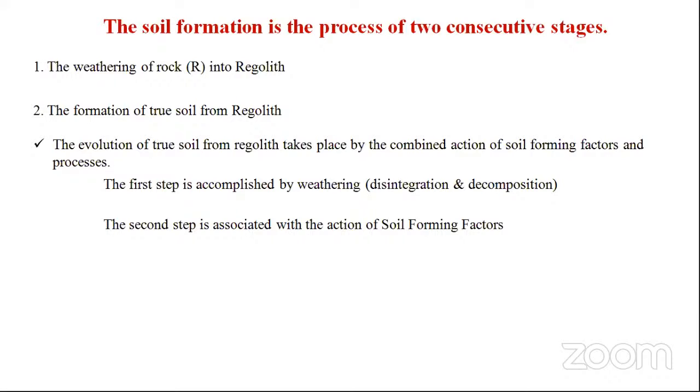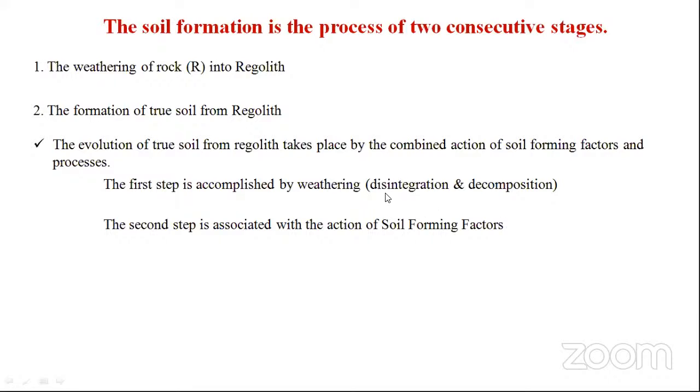Okay, students. So first there is disintegration and decomposition. Disintegration means all the compacted material is broken into small pieces, and those small pieces are converted into secondary compounds, the next level of compounds, by decomposition, physical and chemical respectively. After this first step of weathering is completed, the second step will be carried out by factors that are called the soil forming factors.